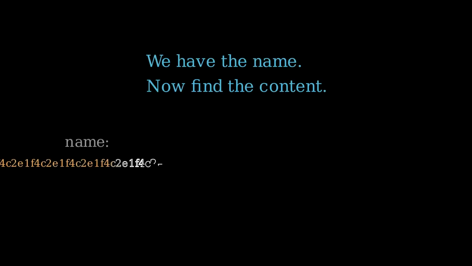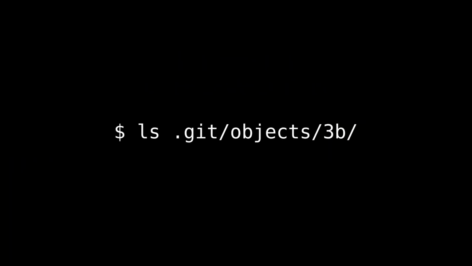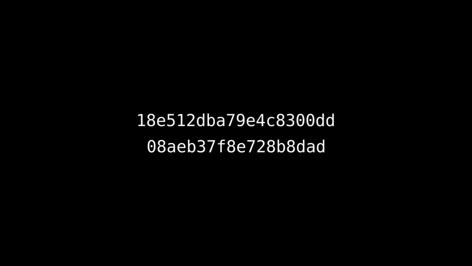Segment 3, Blobs, the storage format. We have the name, 3b18, 40 characters. Now let's find the content. It is sitting in a folder on disk. We just need to open it. Open the folder named 3b. Inside, 1 file. Its name is the remaining 38 characters of the hash. This file is the blob.